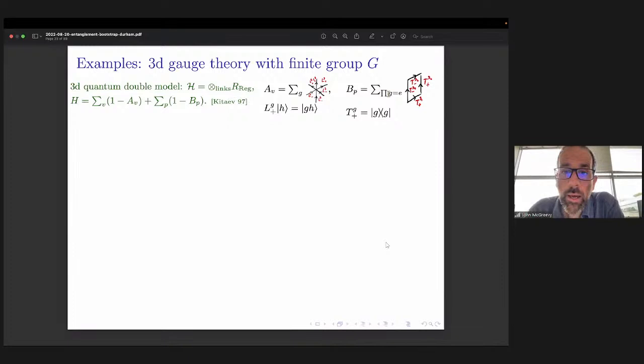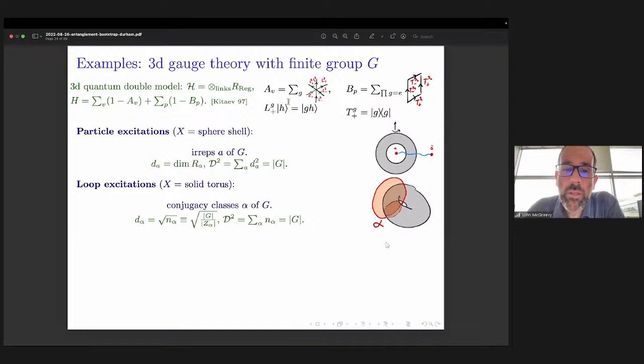In this case, I can tell you exactly what the excitations are. So the particle excitations are labeled by irreducible representations of G, the finite group, and their quantum dimension is just the dimension of the representation, and their total quantum dimension is just the order of the group. And the loop excitations are labeled by conjugacy classes of the group. So their total quantum dimension is just the square root of the number of elements in the conjugacy class. And yeah, the total quantum dimension is again just the order of the group.